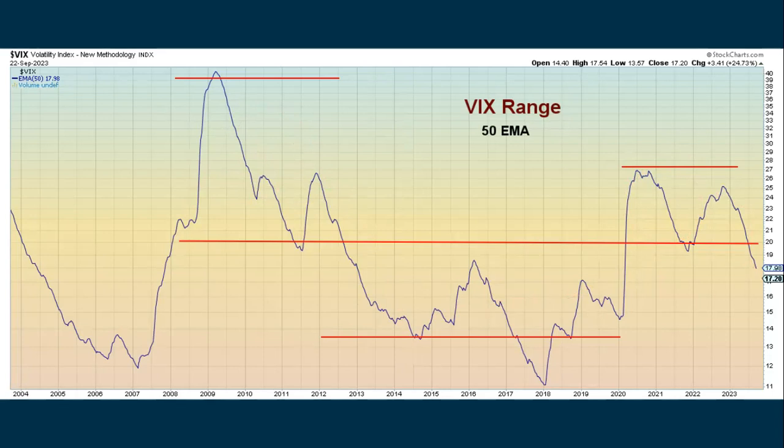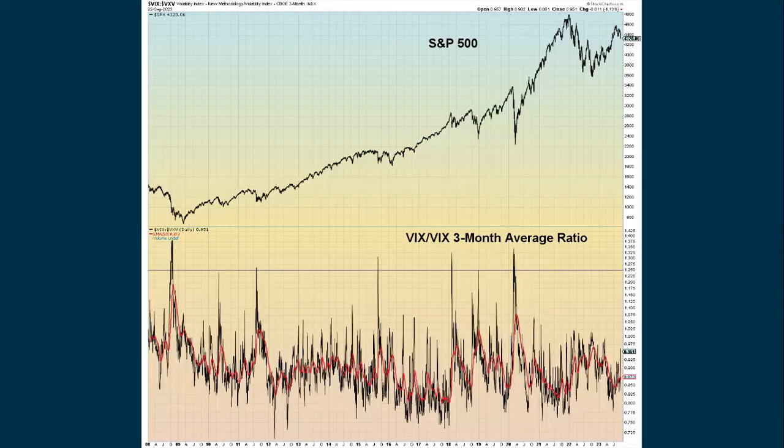Now there's a lot of this zero DTE options, and that's kind of skewing the VIX a little bit. That's why I also include some additional studies, but that may be having some impact as to why the VIX is staying really low. We also look at the VIX and then take a 3-month average of the VIX. And then from there, we look at a ratio. And what I follow mostly is the red line. And this is continuing to go up. That's showing that fear is increasing. But when you look at the VIX, it's still at a very low level overall.